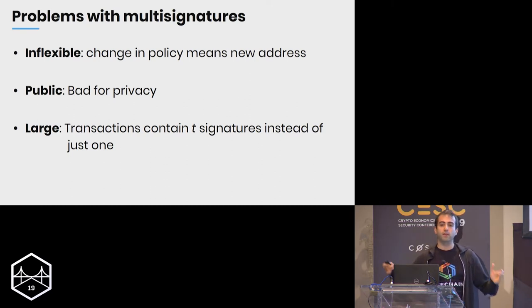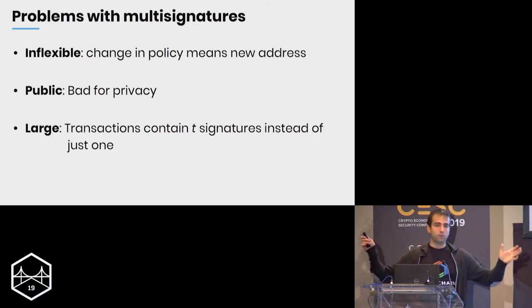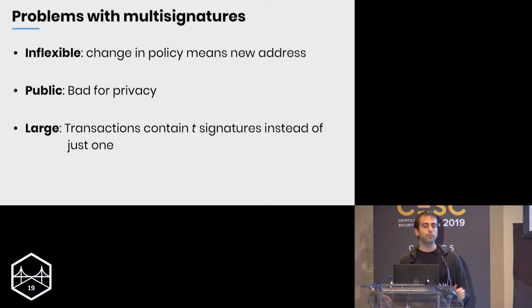So if you want to say, hey, a transaction of over 10 Bitcoin requires 20 people to sign off on it, that means with multi-signatures, you have to put 20 different signatures on the blockchain. So these are all drawbacks of multi-signatures and things that are addressed by threshold signatures. What is a threshold signature?